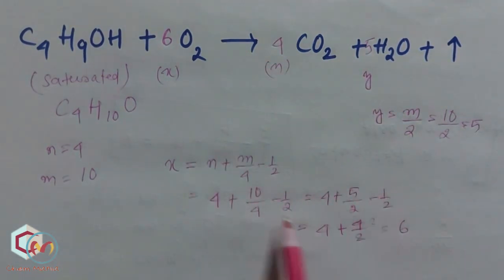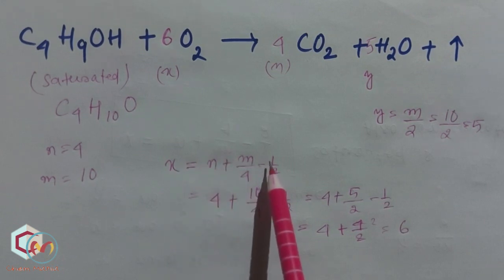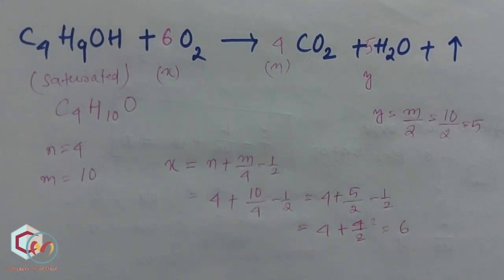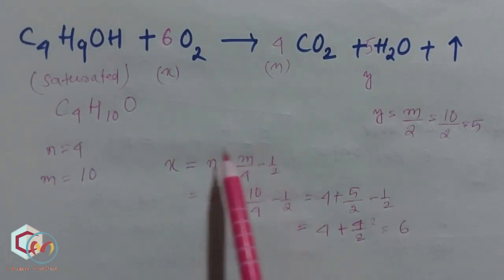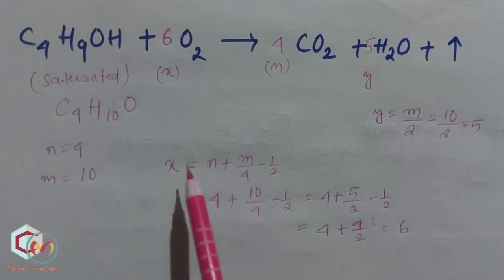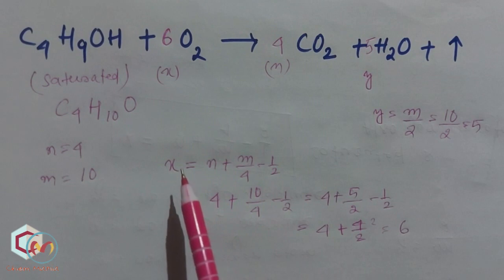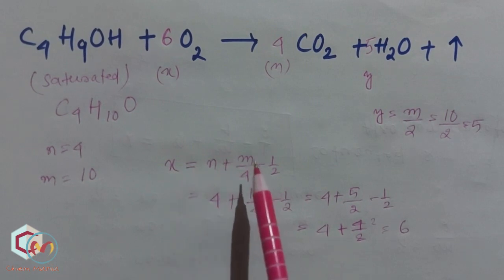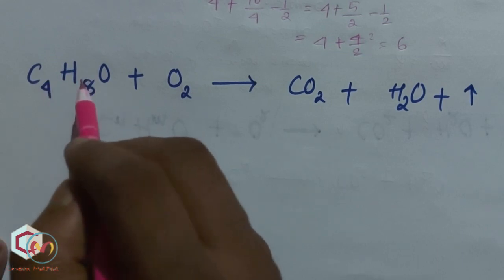So this is the general formula. Just remember that X is equal to N plus M by 4 minus 1 by 2. Everything is the same as for hydrocarbons, just with a slight difference. In hydrocarbons, N plus M by 4 gives the X value, that is the number of O2 molecules, and here for alcohol it is N plus M by 4 minus 1 by 2. This is an unsaturated alcohol.